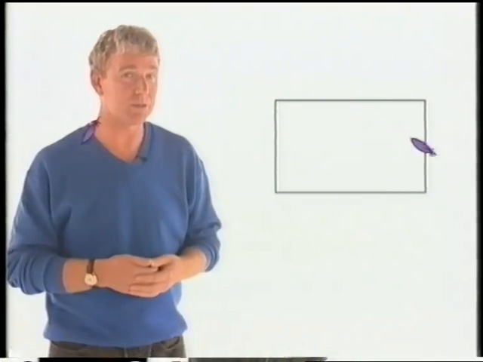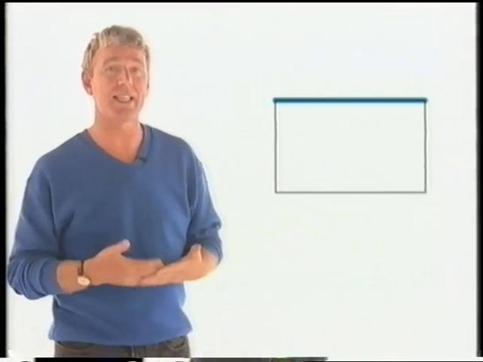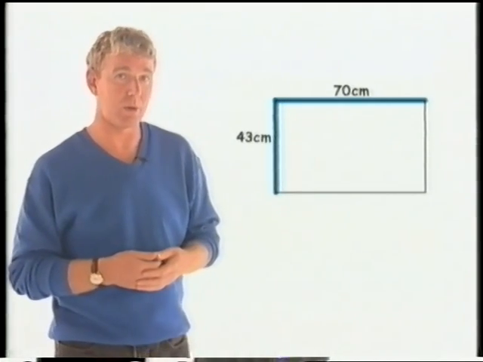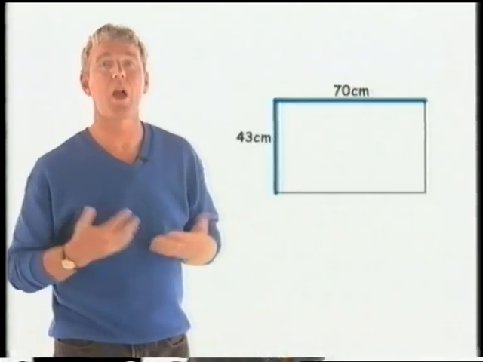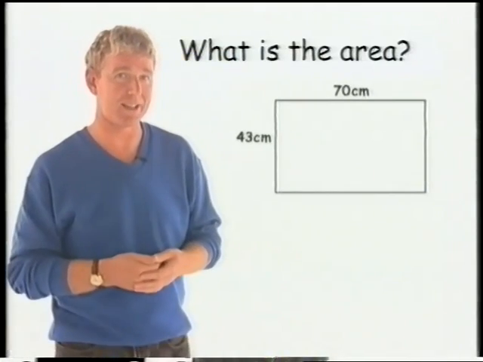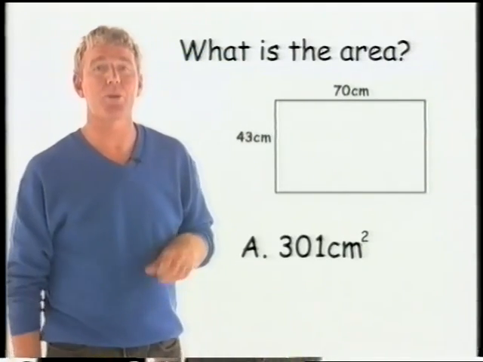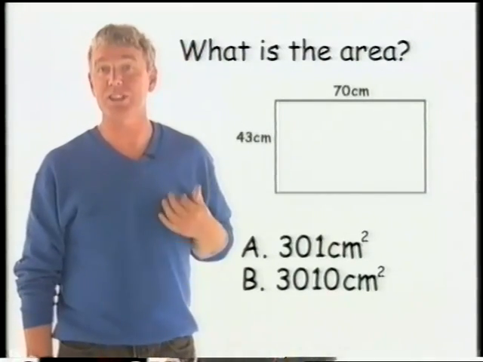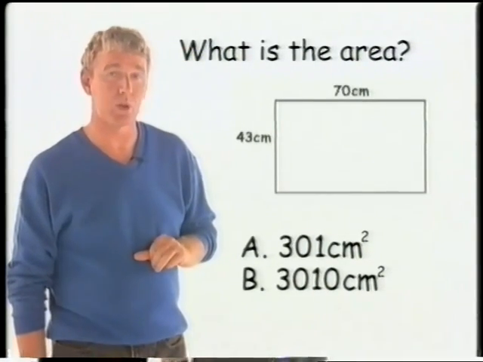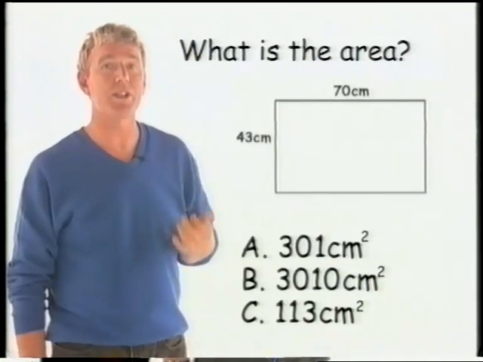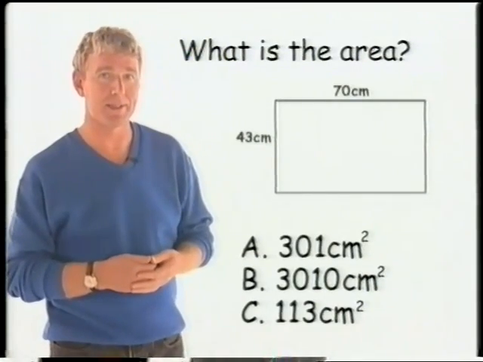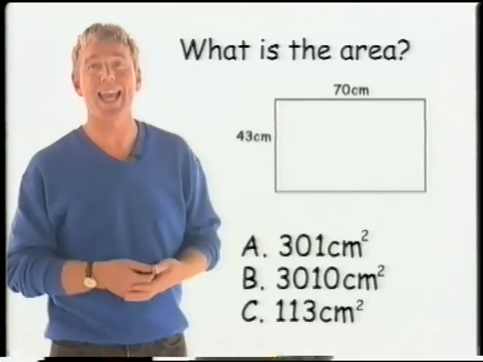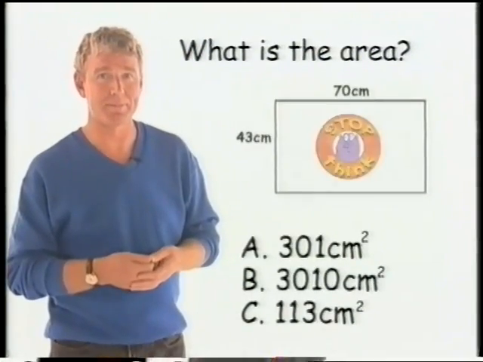What is the area of this rectangle? It has one side 70 centimetres long and another 43 centimetres long. What is the area of this rectangle? A, 301 centimetres squared, B, 3010 centimetres squared, or C, 113 centimetres squared? So, what's your answer? A, B, or C?